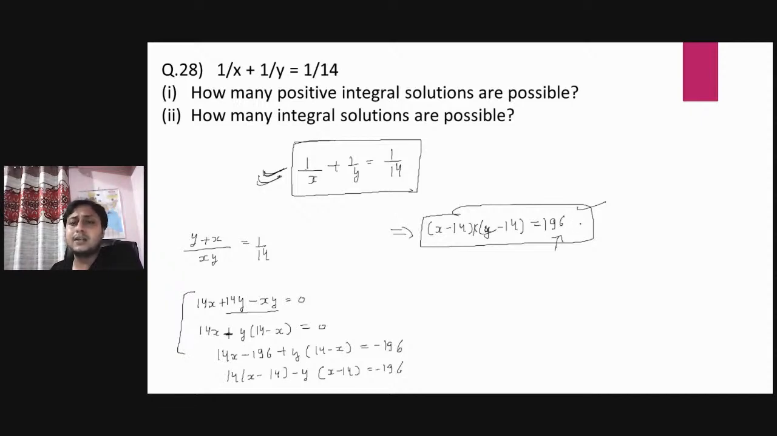Basically, do the factorization, you can easily write down the numbers then, right? So 196 is basically 14 square. 14 square means 14 into 14, right? So this is 2 into 7, 2 into 7, 2 square into 7 square, right? The number of factors of 196 comes out to be 9.